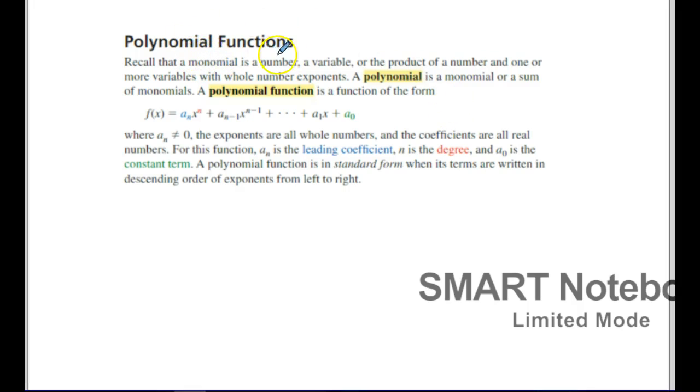So remember that a monomial is a number, a variable, or the product of a number and one or more variables with whole number exponents. That's the big key, whole number exponents, okay? So just some terms we have. Our first term is the leading coefficient. The leading coefficient is the number in front of the term with the highest exponent. The degree is that highest exponent. And then our constant term is our term with no exponents. Okay, so when we are writing this in standard form, we always start with the highest exponent and then work our way down. So now let's look at a couple of these.